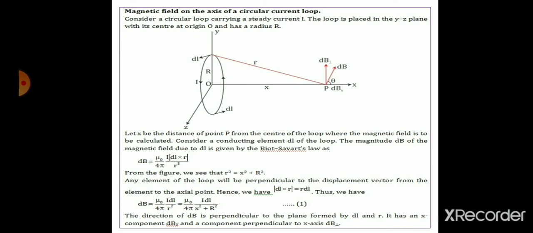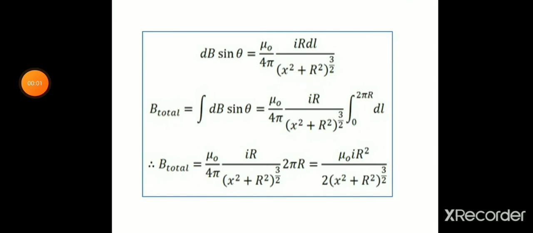Considering a similar element dl which is diametrically opposite to the present current element, we can see that the perpendicular components of the magnetic field, that is dB perpendicular, will cancel each other since they are equal and opposite. If theta is the angle between the current element dl and r, then the cos theta component will cancel out and only the sine component along dBx will contribute to the net magnetic field. Hence, the total magnetic field will be given by dB sin theta.